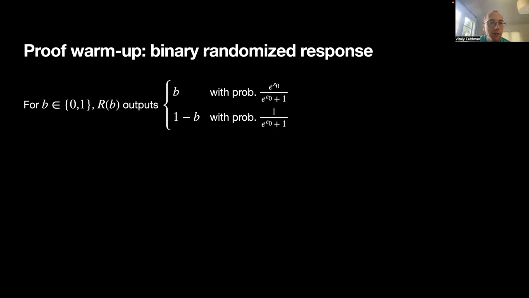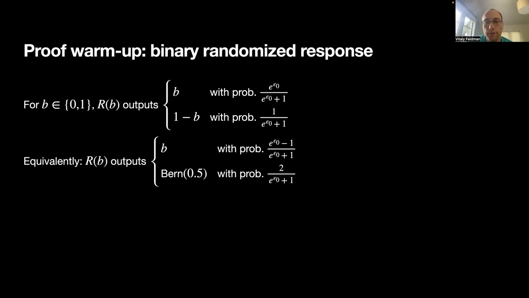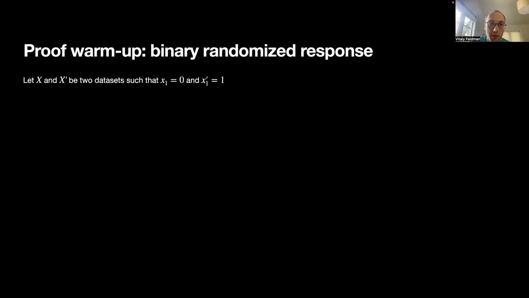So to analyze it, we'll first look at an equivalent but slightly different way to define this randomizer. With probability (e to the epsilon 0 minus 1) divided by (e to the epsilon 0 plus 1), this randomizer outputs the truth, its true value, and with the remaining probability, it outputs a random unbiased coin flip, which is a Bernoulli with 0.5. That's again an equivalent definition. Now, using this equivalent definition, let's analyze the privacy amplification for this mechanism.